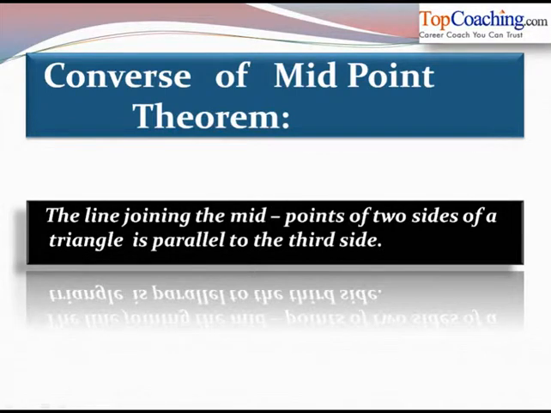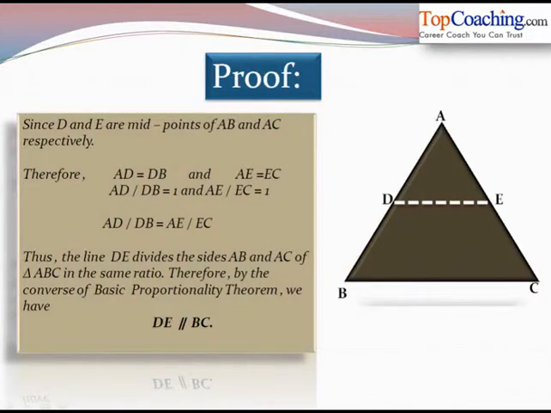So let's once again look at the proof of this converse of midpoint theorem. We have this triangle ABC and we draw a line DE such that D is the midpoint of AB, and similarly E is the midpoint of AC. Then we have to prove that DE is parallel to the side BC. Now, since D and E are the midpoints of AB and AC respectively, therefore AD would be equal to DB, and similarly AE would be equal to EC. So AD by DB would be equal to 1 and AE by EC is equal to 1.